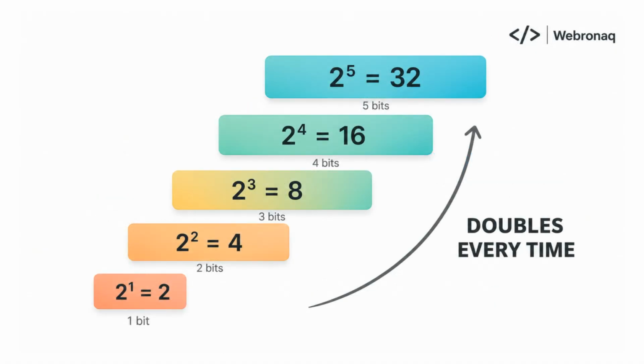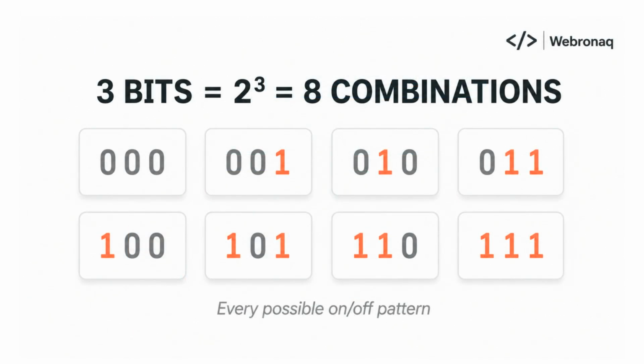Here's the part that makes 2 to the n so powerful. Every time you increase n by just 1, the result doubles. With 1 bit, you get 2 combinations. Add another bit, and it jumps to 4. 1 more bit, and you're at 8. Then 16, then 32, and so on. Notice how fast this grows. We're not adding, we're doubling. This is called exponential growth. And it's the reason a small number of bits can store a huge amount of information. Just 10 bits already gives you over 1,000 combinations. That's the magic.